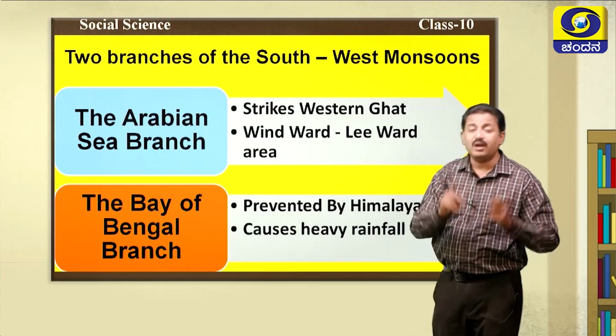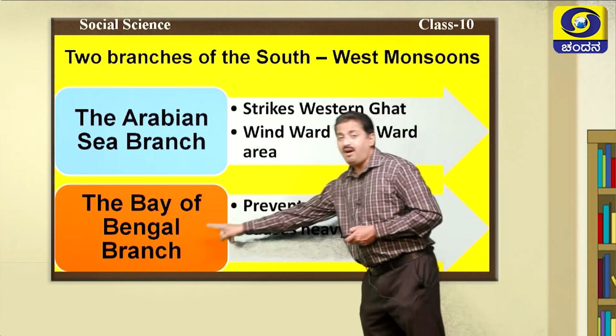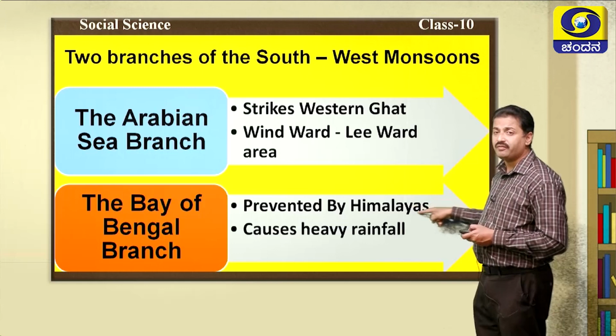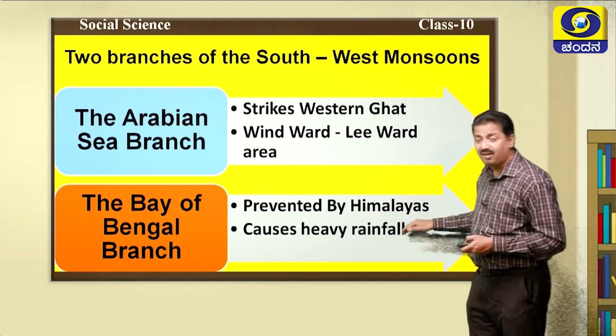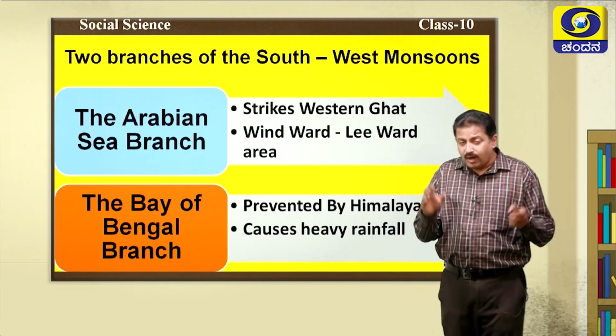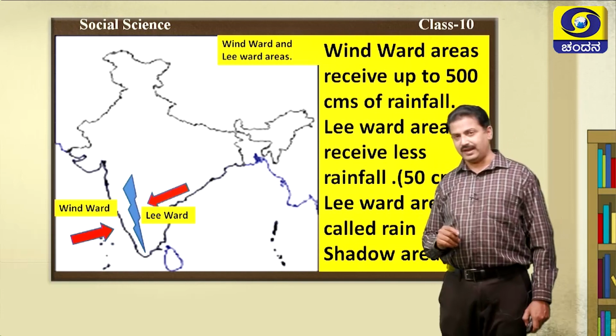In addition to that, let us know about the Bay of Bengal branch. The Bay of Bengal branch is prevented by the continuous range of Himalayas, and they cause heavy rainfall to the major part of India. Overall, these two branches give us 75% of rainfall.